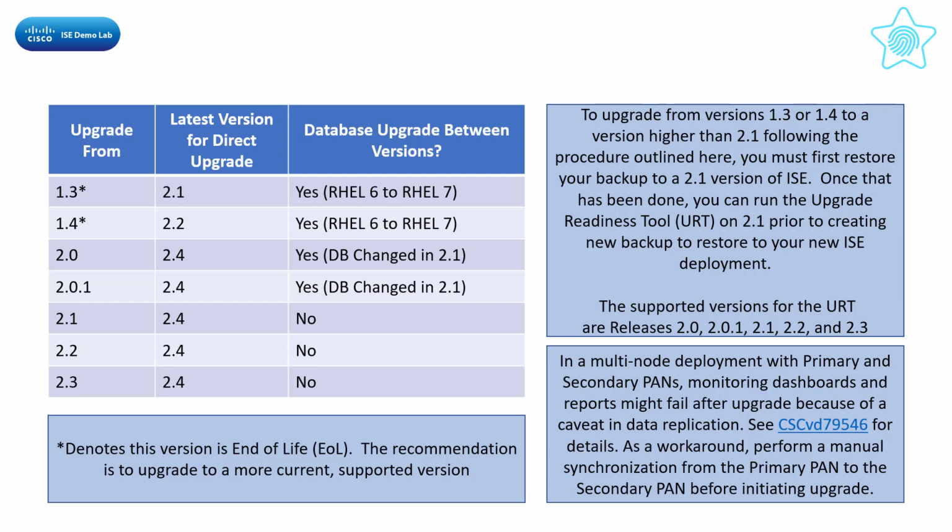As you can see from this table, version 2.0 upgraded the base operating system from Red Hat Enterprise Linux 6 to Red Hat Enterprise Linux 7. Version 2.1 upgraded the Oracle database from version 11G to 12C. Any upgrade from 1.3 or 1.4 will require a two-step upgrade, as detailed in the note seen here.